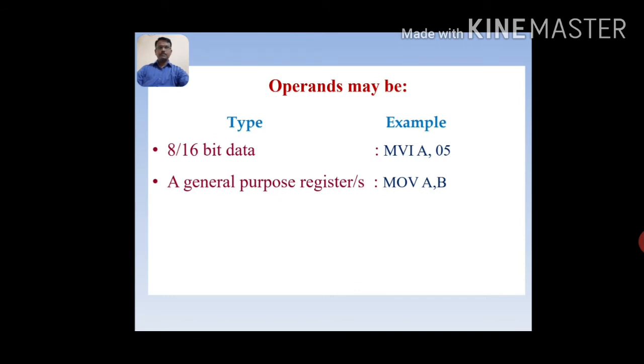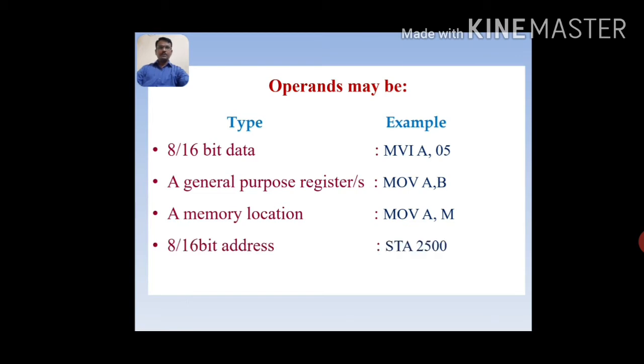Second type, a general purpose register or registers. For example, MOV A,B. In this instruction, MOV, move, is the opcode, and source and destination both are general purpose registers. Due to this instruction, the content of register B will be moved into the accumulator or register A. So operands may be general purpose registers. Operands may be a memory location. MOV A,M: move the content of memory addressed by the HL pair to the accumulator. So memory location is given indirectly through a register pair. So operand may be a memory location.